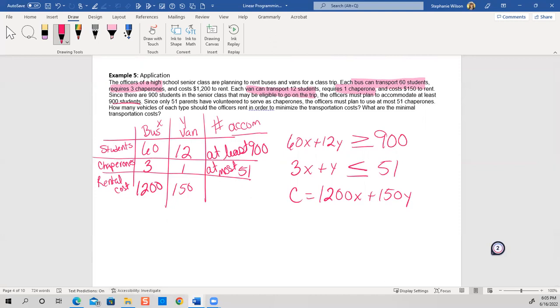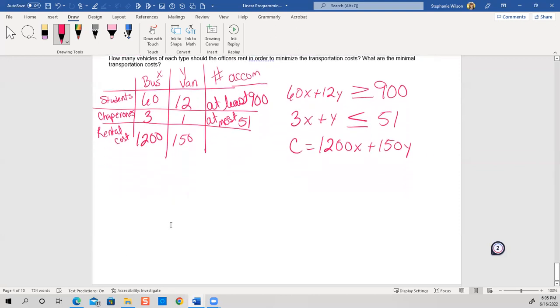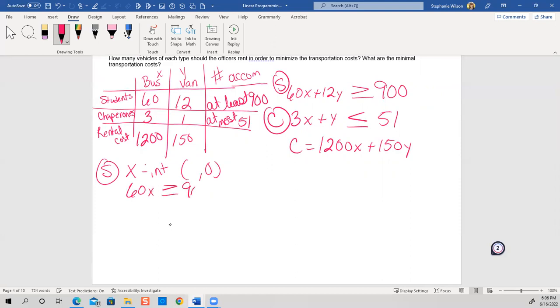So now what I'm going to do is graph this. I'm going to find the area that best represents where my equations hold true, and my corner points. So let's create our x and y. I'm going to call this one S and this one C. Let's find the x-intercept. We know that y is 0. So let's plug in. I get 60x is greater than or equal to 900. Divide by 60.